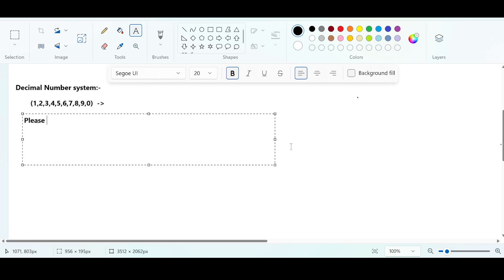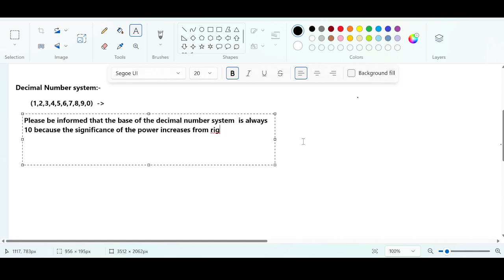Please be informed that the base of the decimal number system is always 10, because the significance of the power increases from right to left against the number of digits the number has.